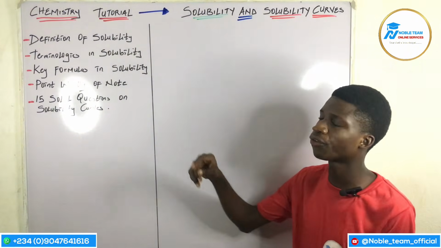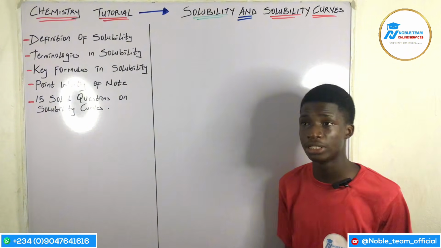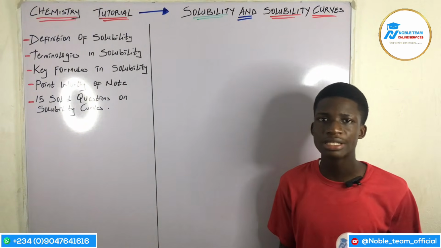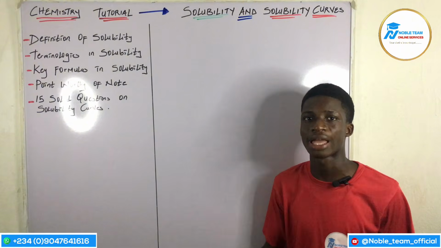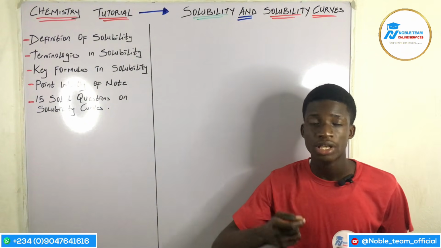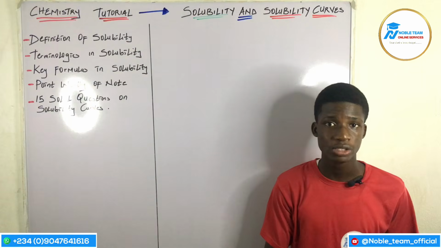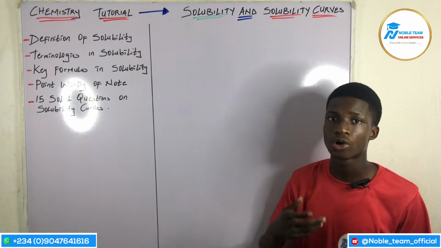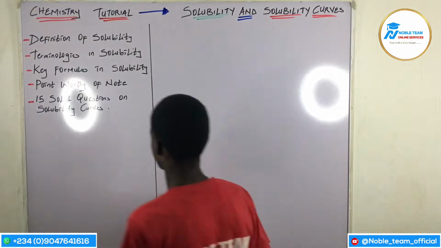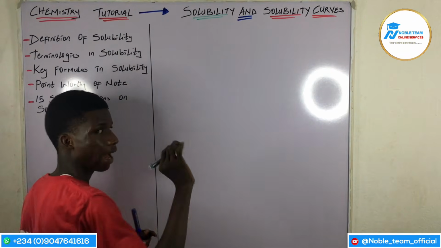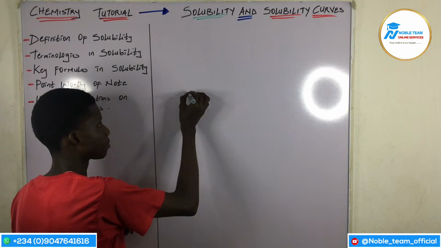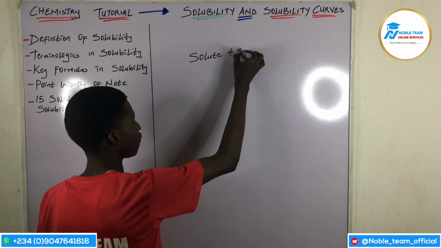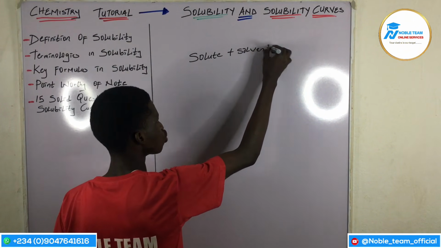Now let's look into the first one, which is what? Definition of solubility. Now, once we hear solubility, what comes to your mind? Now, solubility is how much a solute can dissolve in a solvent. What do I say? Solubility is how much a solute can dissolve in a solvent. Now, I want us to take note of what is a solute and what is a solvent. Now, look at this particular equation that I'm about to write on the board. Do you know we have something like this when we have solute plus solvent to give us what? To give us solution.